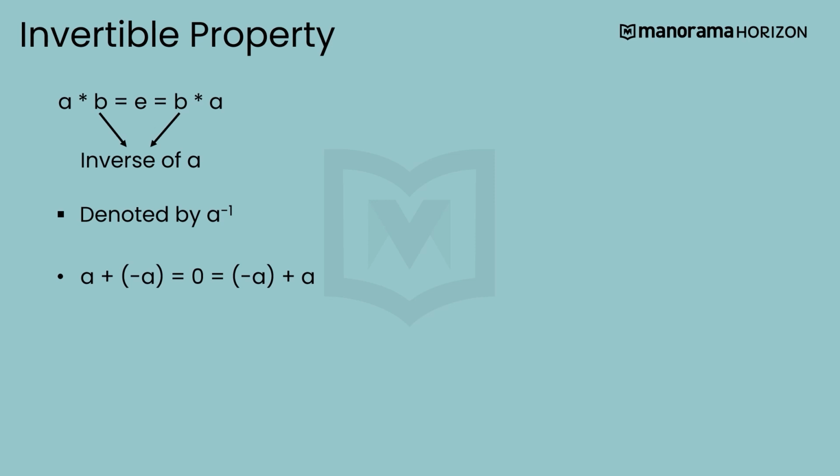Let's see the proof. a + (-a), we get 0, which is the same as (-a) + a. Similarly, a × (1/a) is equal to 1, which is equal to (1/a) × a. So, -a is the inverse of a for addition on real numbers but not for natural numbers. Similarly, 1/a is the inverse of a for multiplication on real numbers but not for natural numbers.